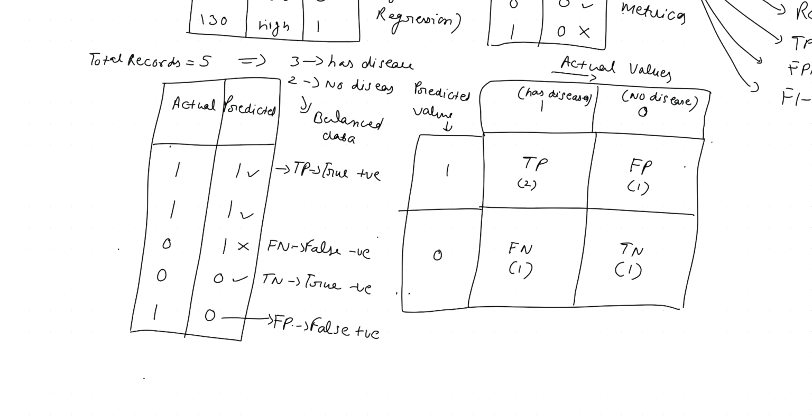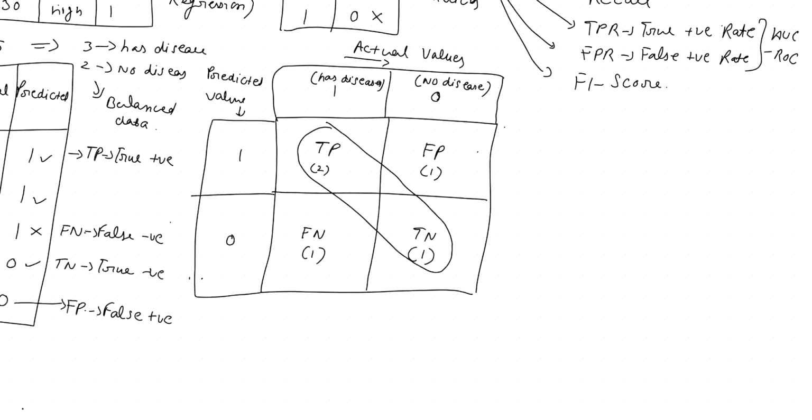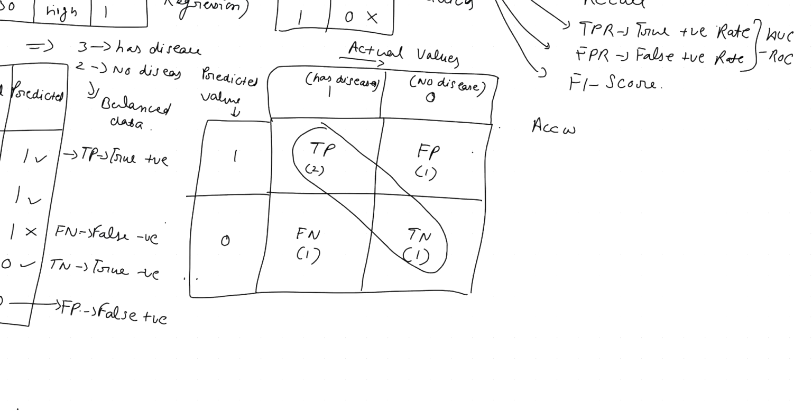Now we can calculate the accuracy. First, try to understand, this is accuracy diagonally. Okay, so what is the formula of accuracy? Accuracy means it will check the total correct values predicted by your model. It does not matter whether it's a true positive or true negative. It is going to count the total correctly predicted values by your model.